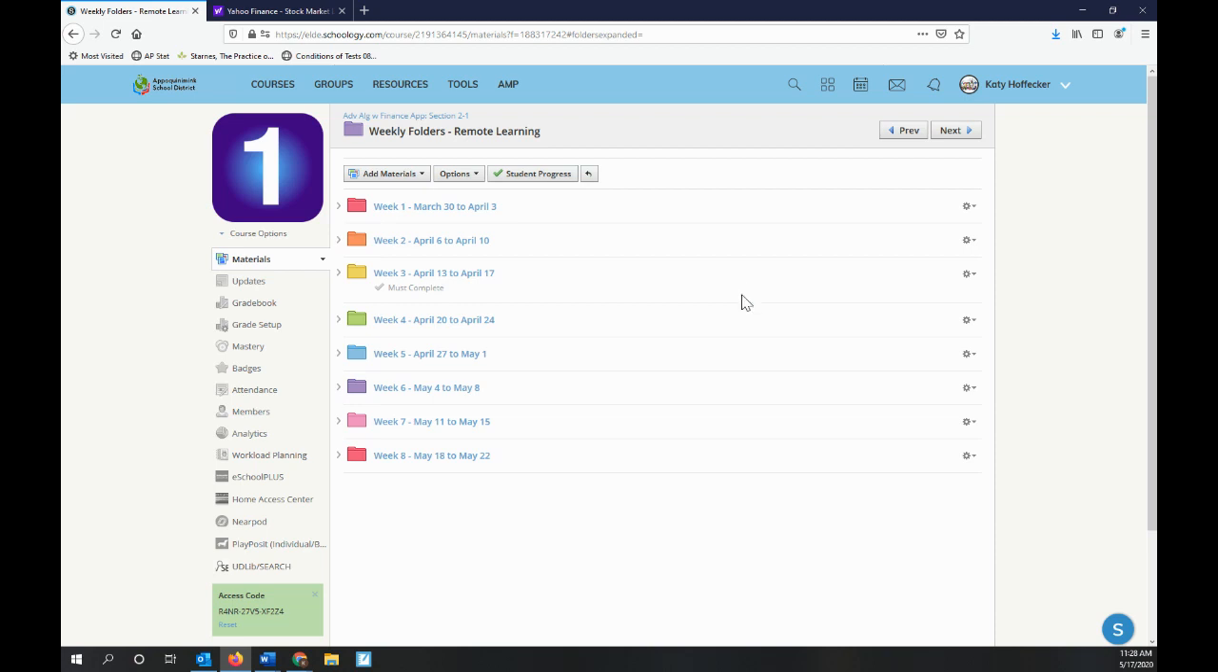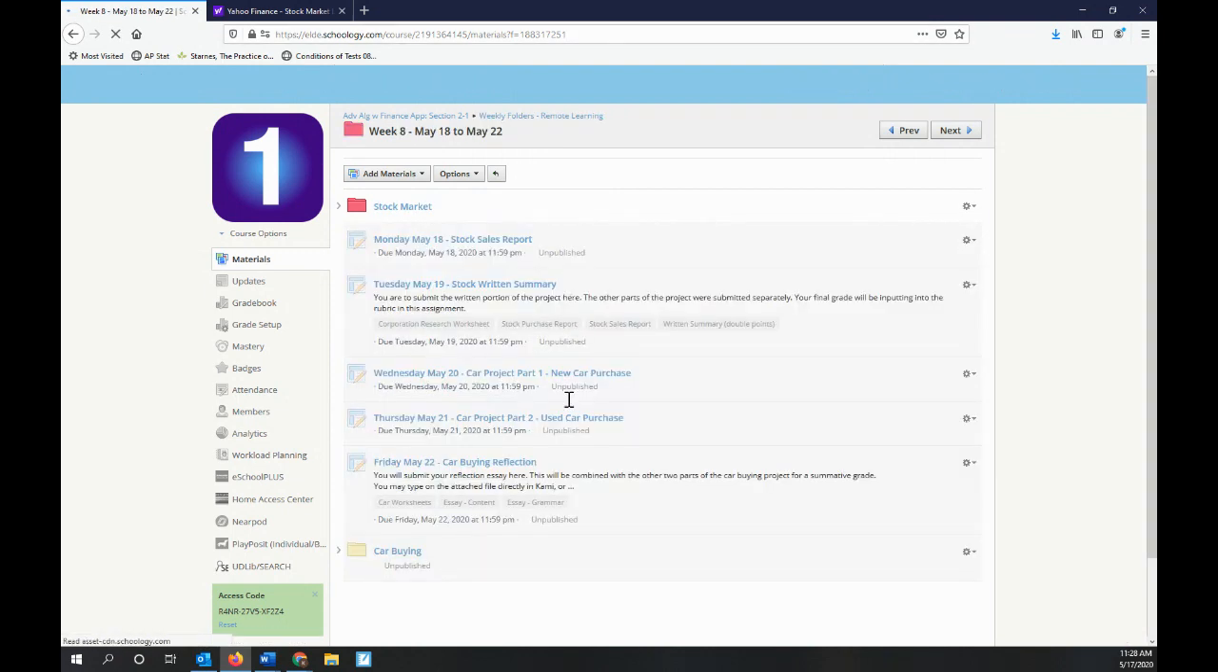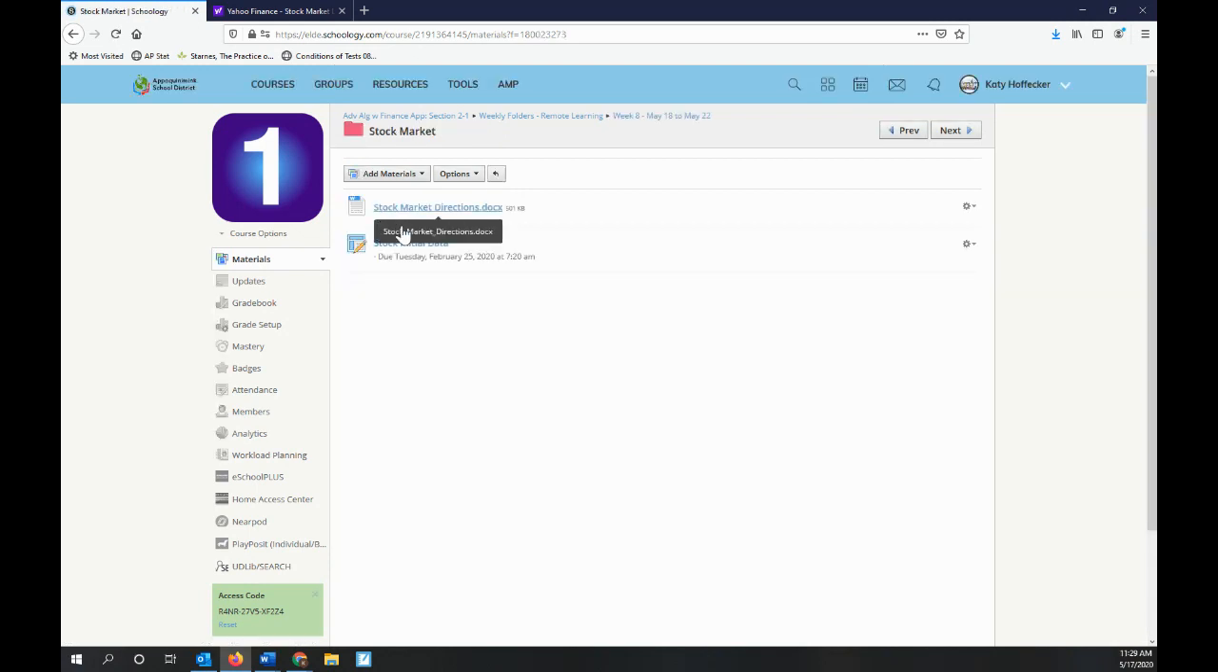So you are going to sell back the stocks that you purchased back in February. If you go to week 8 of our remote learning folders, you can see I've got stuff hidden here that you can't see yet. But if you go into the stock market folder and stock market initial data, you'll be able to see the assignment you submitted. And you can see which stocks you purchased and how many stocks you purchased from there.